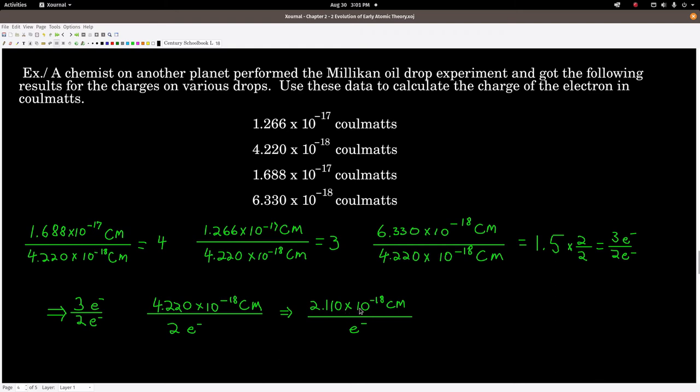So from this data, with these units, we would say that the charge on an electron would be 2.110 times 10 to the minus 18th coulombs per electron. Now, I just made those units up. These are not real units, but hopefully it illustrates the idea.